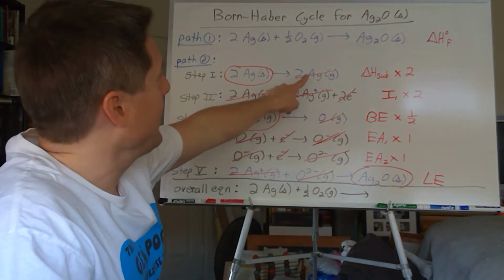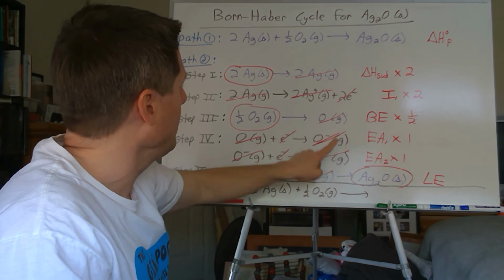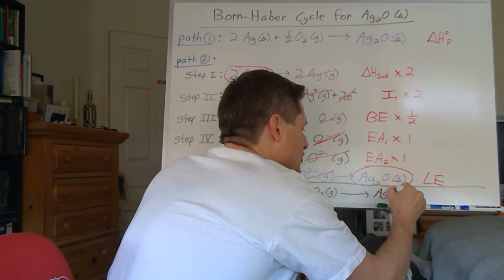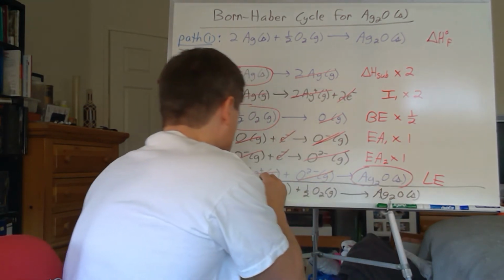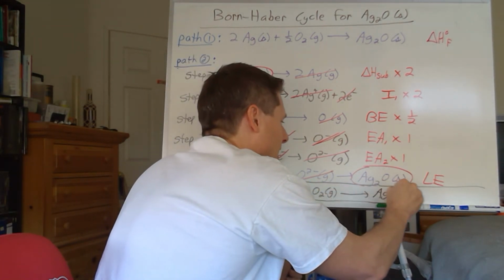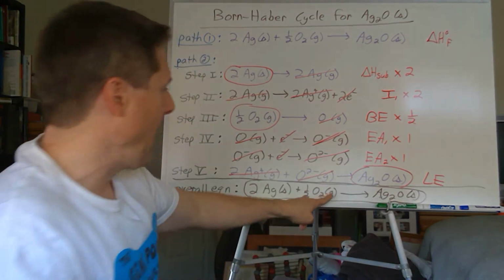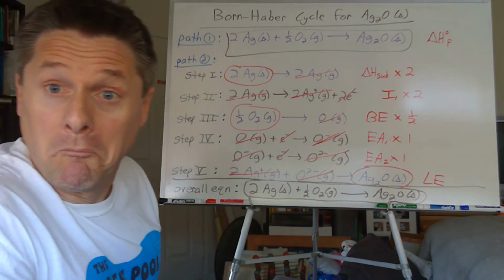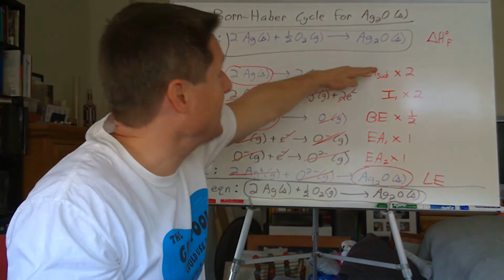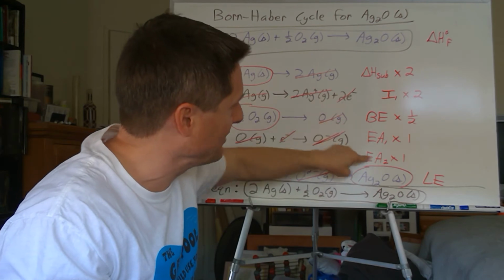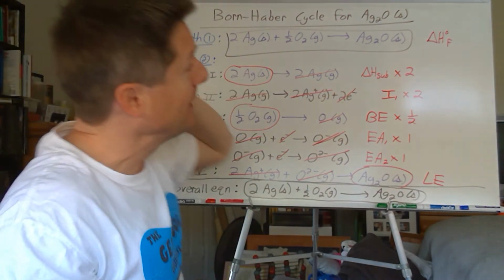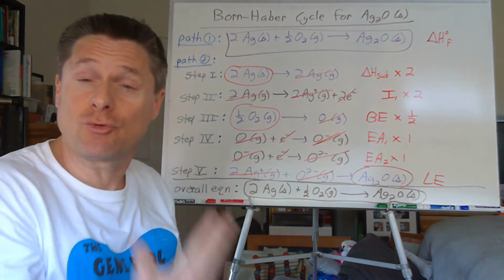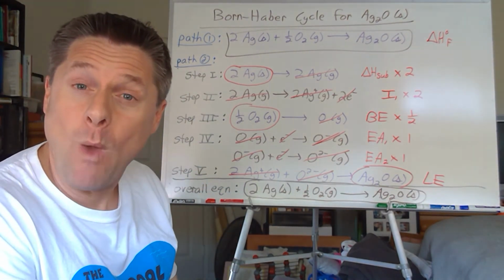Let's look on the right-hand side. Gone, gone, gone, gone, gone, gone. The only thing left is the Ag2O solid. Would you agree that that equation matches that equation? I hope you agree, which means the sum of that plus that plus that plus that plus that plus that has to equal that. Path 1 equals path 2. Let's write that. We just created a mathematical equation using Hess's law.